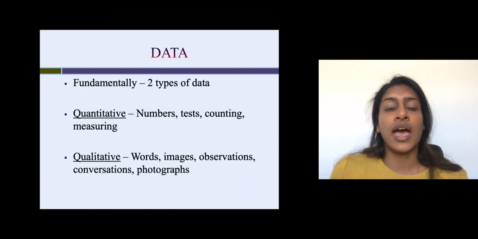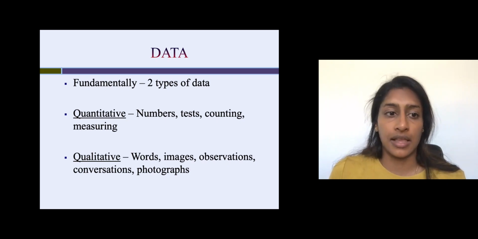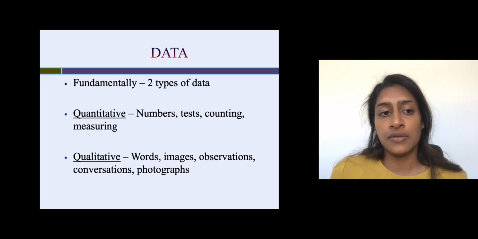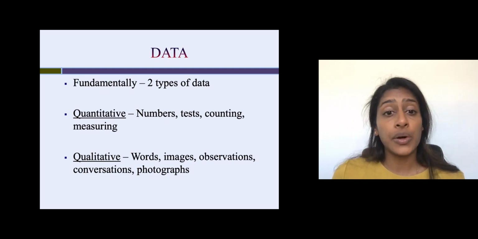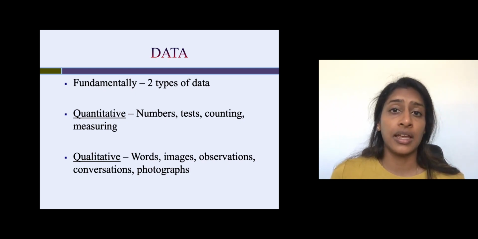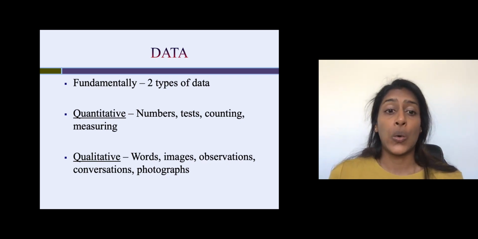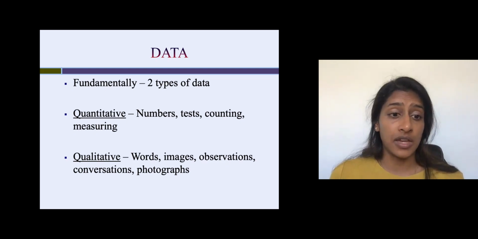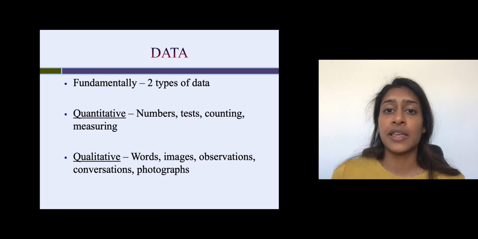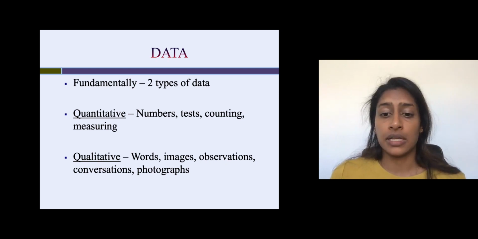In terms of data, we have two fundamental types of data collection. The first is quantitative data, and this is related to numbers, tests, counting, measuring. And then we've got qualitative data. This is related to things like words or images. Maybe if we're making observations, we might be coding a conversation or looking through photographs, something like that. So when we have numerical values, we're engaging in this quantitative data collection. And predominantly, we see quantitative data in psychology.